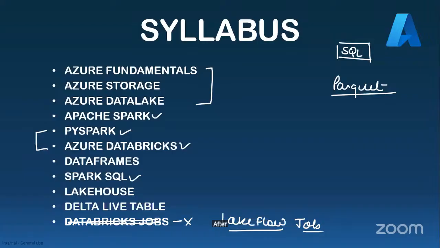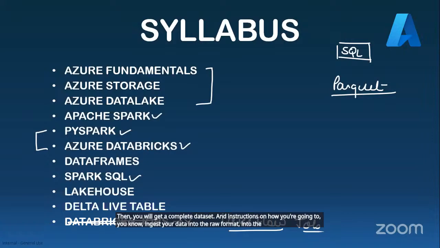After every major section, we'll have a challenge section, right? Where I'll give you a certain data set and there will be a certain requirement to be implemented, right? And the tools that you have to use or the resources that will be available to you will be the topics that we have covered previously. Okay. For example, if medallion architecture is the topic that we cover, then you will get a complete data set and instructions on how you're going to ingest your data into the raw format, into the bronze layer, and then go to the silver layer, then go to the gold layer and create analytics ready data, right?